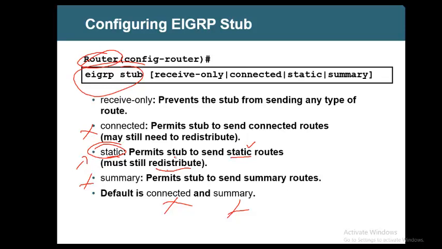Next is receive only. Receive only, as the word says, is not going to advertise anything. Yes, EIGRP, they form neighbor, but they don't advertise anything, neither connected, nor summary, nor static redistributed routes, nothing it will advertise. It will not advertise any network information, but still it will have neighborship.